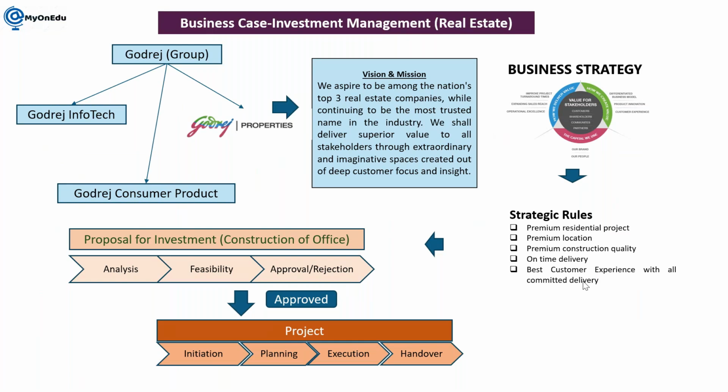Okay, so whatever we are going to understand here is based on how we are going to manage this business process in the EPM system. Maybe they can have some more objectives or some more transactions which they are doing from a strategic perspective, but we are not going to focus on that here. So here the vision and mission are defined by Godrej Properties, and according to their vision and mission, they have defined some business strategies, and to achieve the vision and mission, they have defined strategic rules.